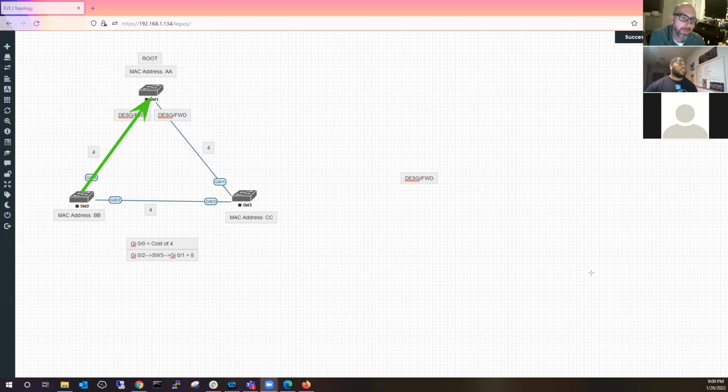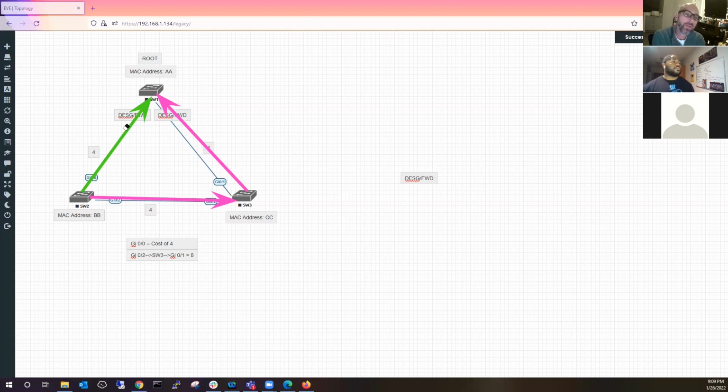But if we take this link, cost of 4, but now we have to go through switch 3. That's another cost of 4. Correct. Which one is lower? Green. The lowest cost to the root. So with that being said, that's going to be your root port. I follow you. Make sense? Yeah, the math has to equal.